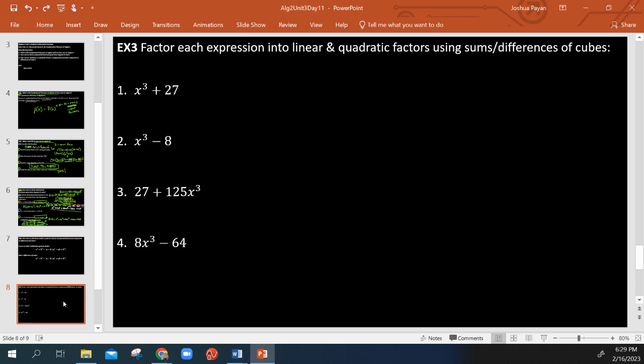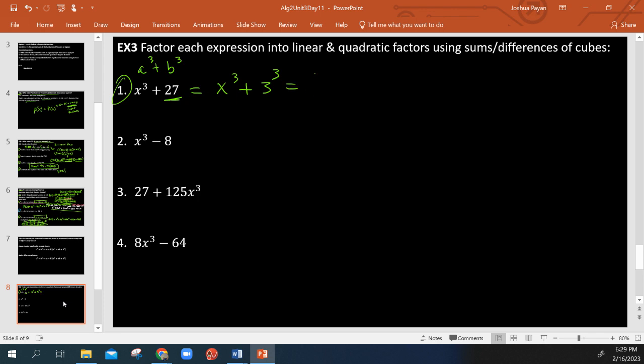Okay, so here we've got some examples. We'll work through these really quickly in this video. Not very difficult to do. Like I said, all we're doing is plugging into a formula. So first example, we have x cubed plus 27. You're probably wondering, is that even a sum of cubes? And the answer is yes. Obviously x cubed is a cube, but we can rewrite 27 as 3 to the third power. 3 to the third power is 27, right? So I can rewrite it this way.